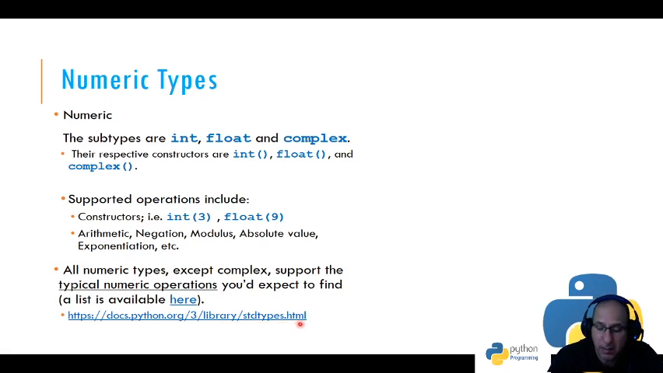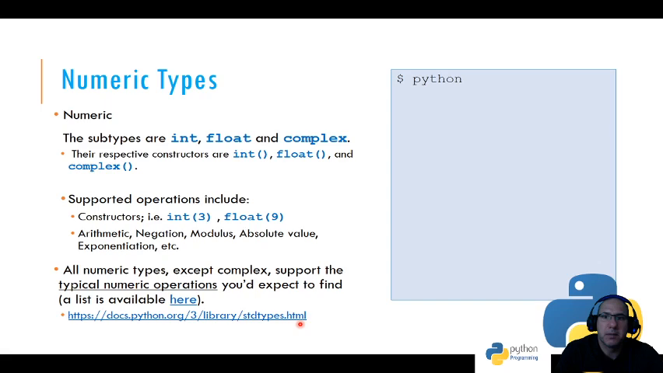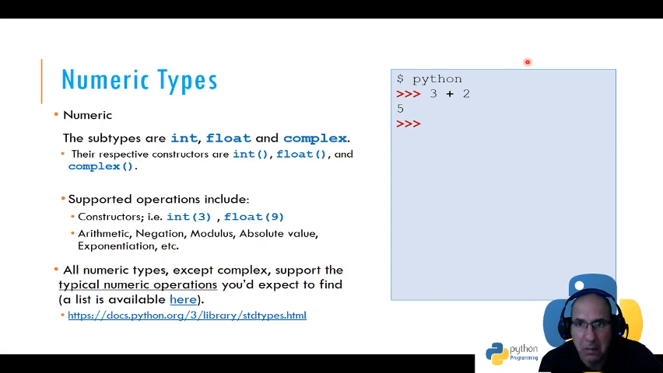python.org/3/library/stdtypes.html. You can find the numeric types and other types there. But to get some sense about these numeric types, let's say that we started the Python interpreter from our shell in the interactive mode. We will get this prompt. We can use this prompt as a calculator, so we can enter 3 plus 2 and it will give us the result. We can use the modulus.